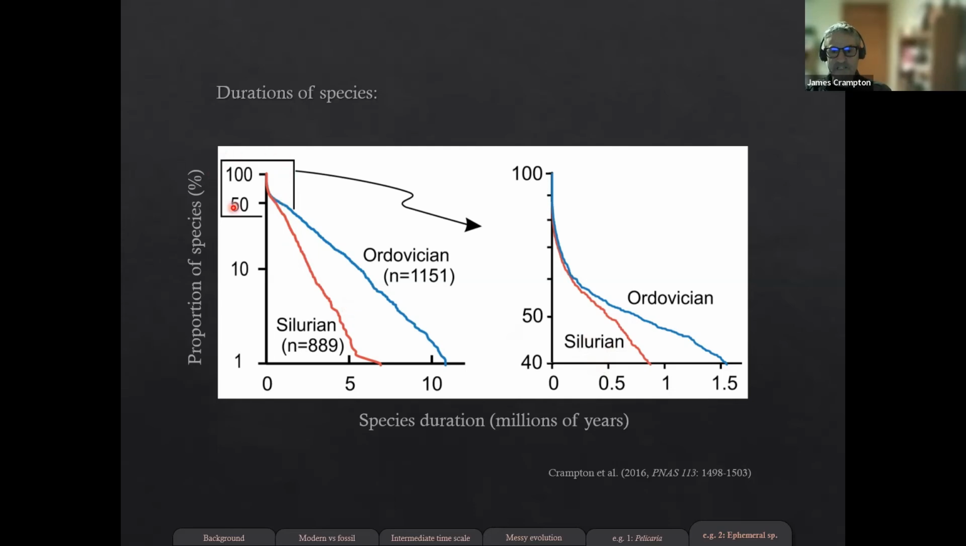What we see, if we just enlarge up to this bit, is that actually 50% of the species lived for less than 500,000 years. That's 500,000 years, about 50% of the species lived that long. The 50% lived slightly longer in the case of the Ordovician. The Ordovician species tended to live longer than the Silurian species, obviously. But just hold that thought. So 50% of the species lived for less than 500,000 years.